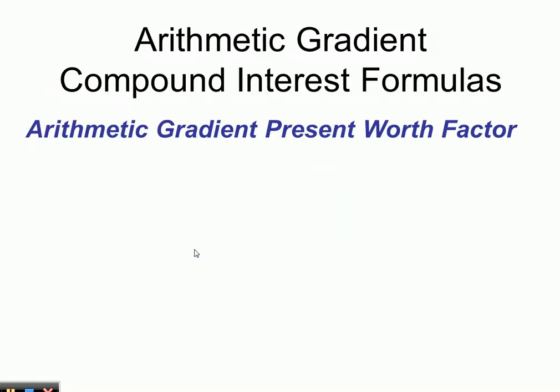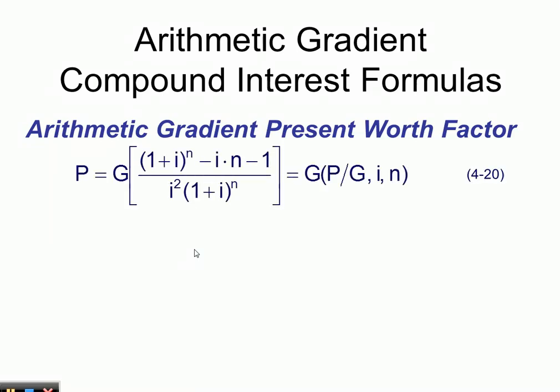So let's take a look at the formulas. The arithmetic gradient present worth factor formula connects the P and the G. So G is a gradient series. Of course, this is only the gradient amount that we are finding. We still need to add the uniform series, if we do have the uniform series there.